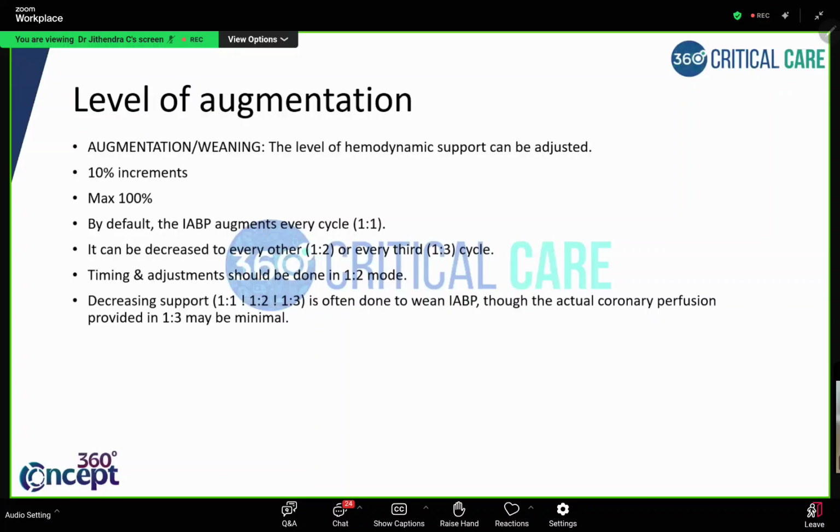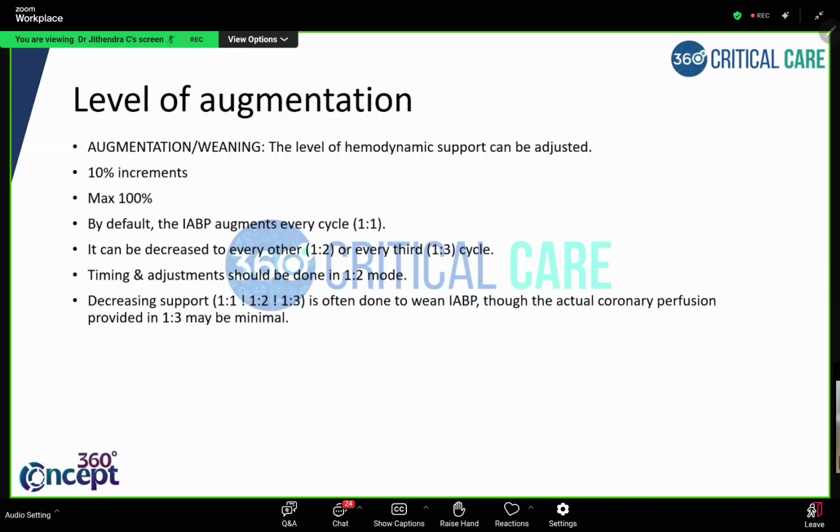Timings and adjustments should be done in 1:1, that's what I told you. Say you started your patient on 1:1. I should know what is happening with the inflation and deflation. You can appreciate what is happening with the hemodynamics and with the inflation and deflation only if you put it into 1:2. So change it to 1:2, adjust your timings, and then put it back to 1:1. After that, when you're trying to wean, you can again change back to 1:2. Whenever you have any doubt about inflation, deflation, or whether the timings are right, change the augmentation to 1:2, see the adjustments, see the waveforms, and after seeing that, put it back to 1:1. Okay, that is what you're supposed to do.